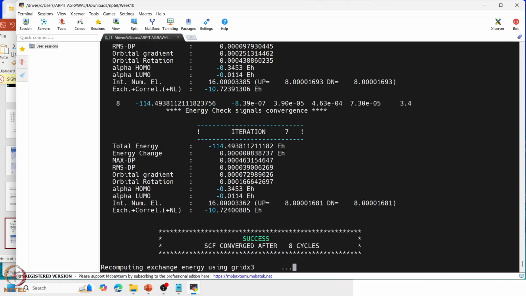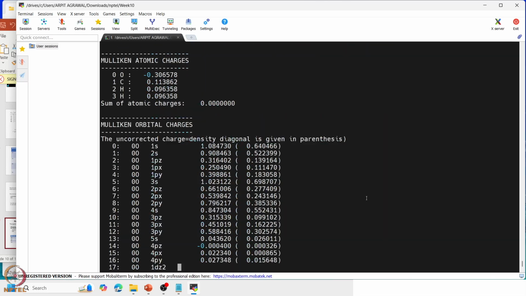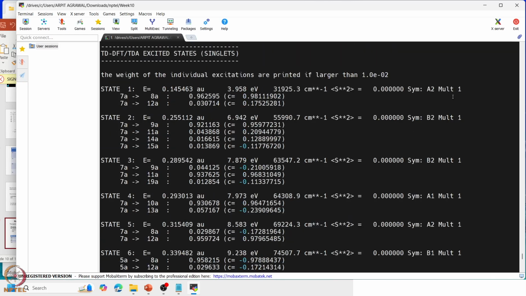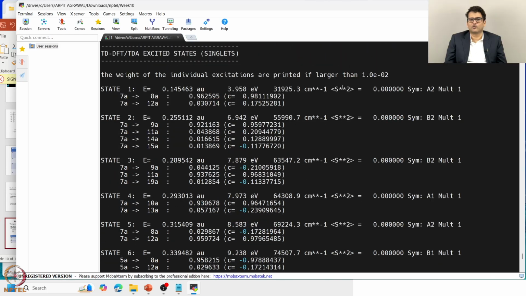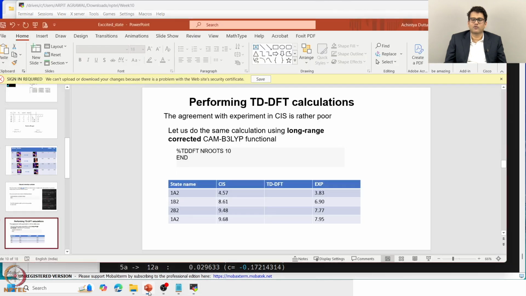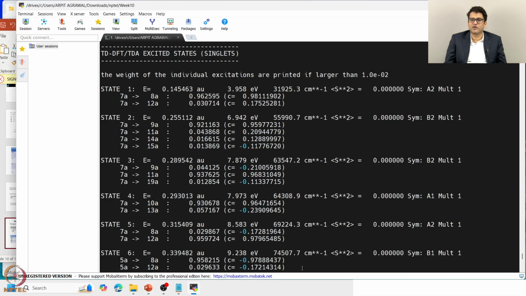So, the TD-DFT calculation takes almost similar time to CIS, slightly higher. So, now let us look at the states. It is not always the case that the order of the excited states in the CIS method and the DFT methods will be the same, but in this particular case they are the same. First one is A2, there are two B2s and then A1, and now let us see the values. So, 3.83 was the experiment. In this case it is 3.958.